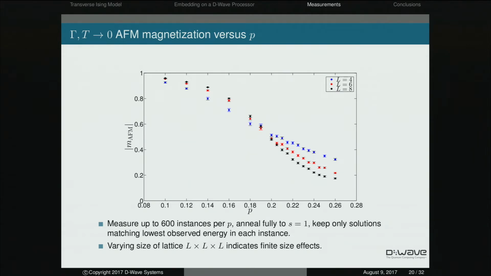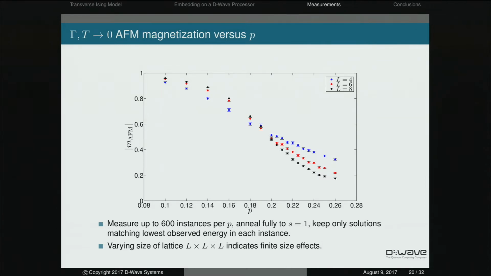As I said, that was a classical problem, so we studied it by running quantum annealing through to its completion. The way we're going to do that here is I'm going to produce an ensemble of instances at multiple values of p, and measure the mean magnitude of the magnetization at s equals 1 for that ensemble, and of course put error bars on it thereafter.